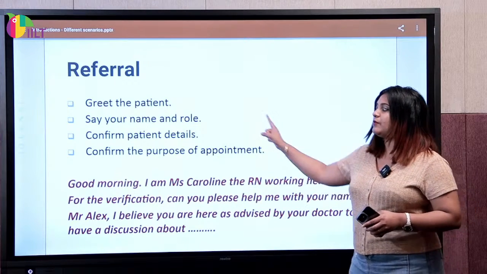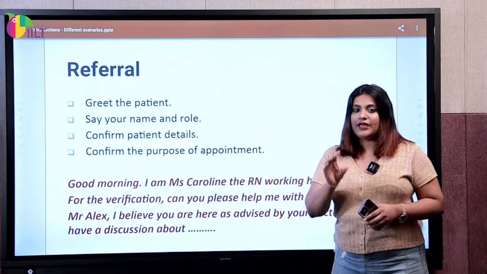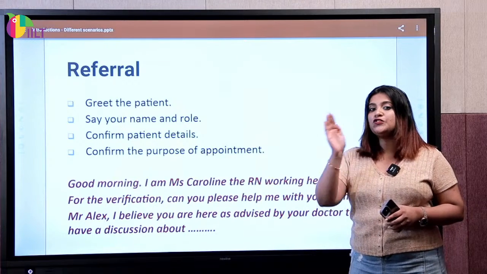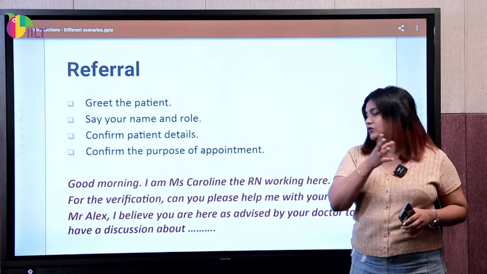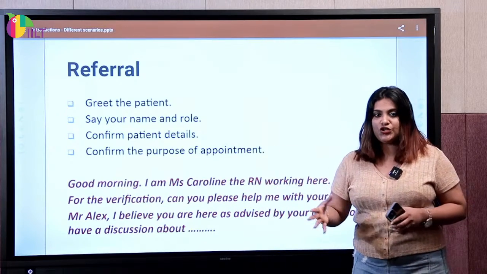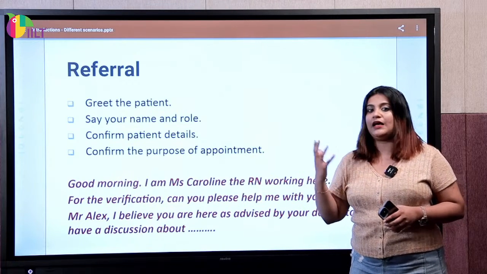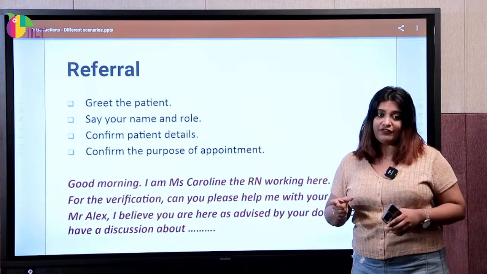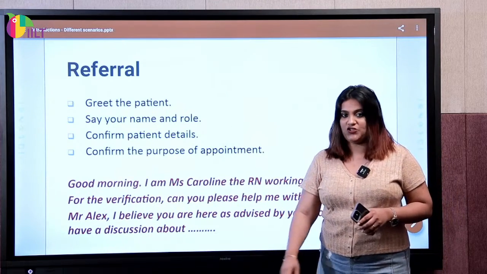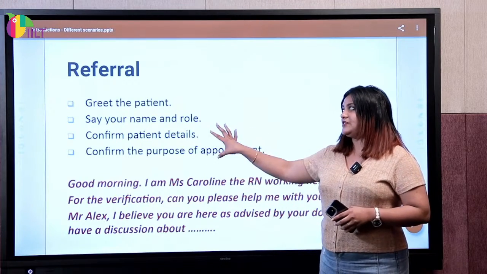Now getting back to the third point. Why do you have to confirm patient details here? Because imagine we have a doctor here and you are the nurse. The doctor told you that a person named Alex will be approaching you, and you'll have to educate the patient on something. So you know that someone named Alex will be coming to you, and you have to verify that you're talking to Mr. Alex himself. That's the reason why you're going to confirm the patient details. So this is how you're going to have an opening statement if it is a referral.